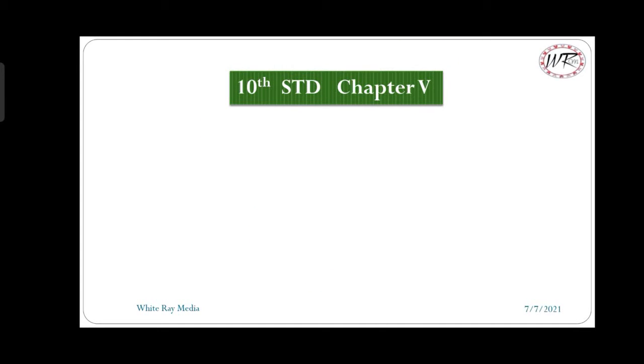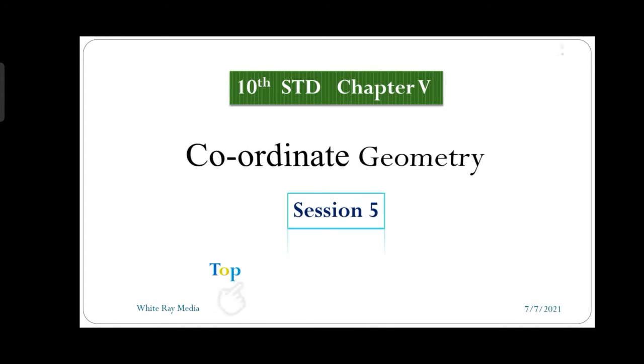Today we are going to see 10th standard chapter 5 coordinate geometry session 5, topic: slope of a straight line. This is a continuation of session 4. If you didn't watch session 4, the link is given in the description box. You can watch that.